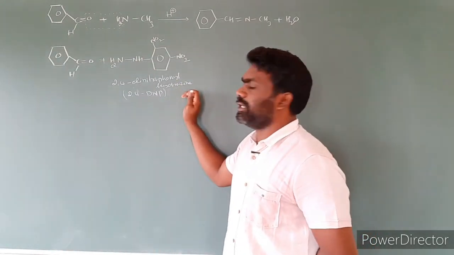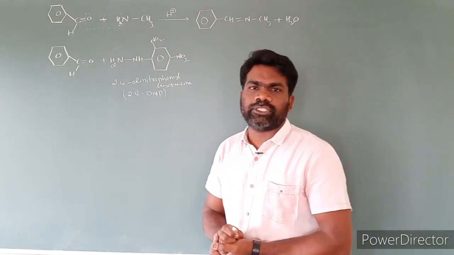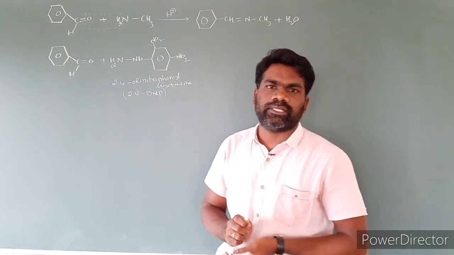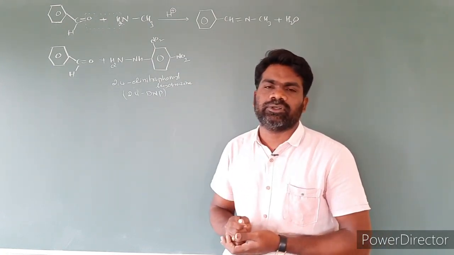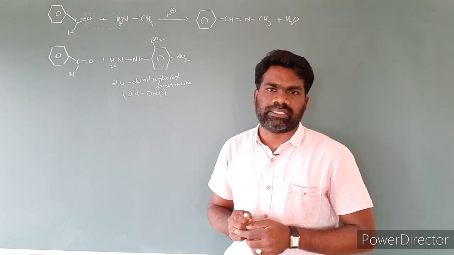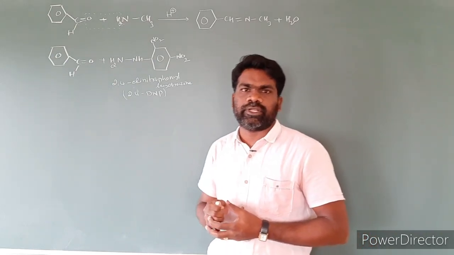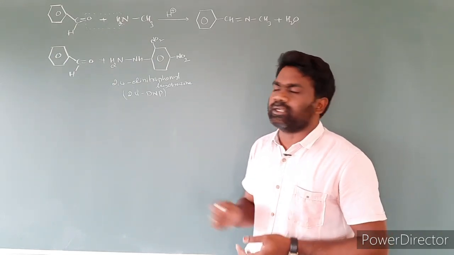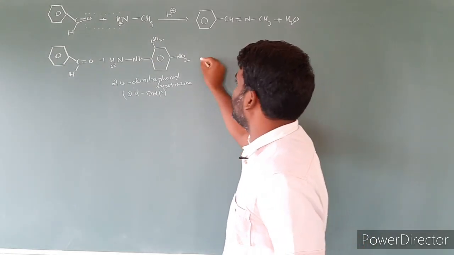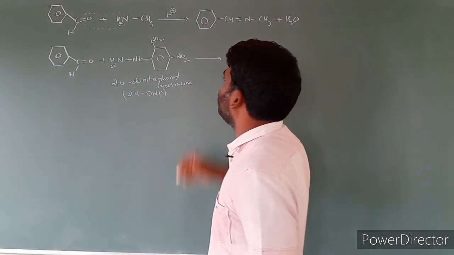One more important point is that this reaction is used for the identification of aldehydes and ketones. This test is called the 2,4-DNP test. The 2,4-DNP test is used to find out aldehydes and ketones. This is the identification test of aldehydes and ketones. Then what is the product we can expect in this reaction?